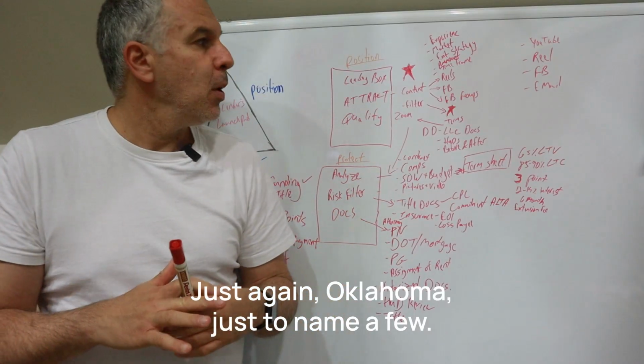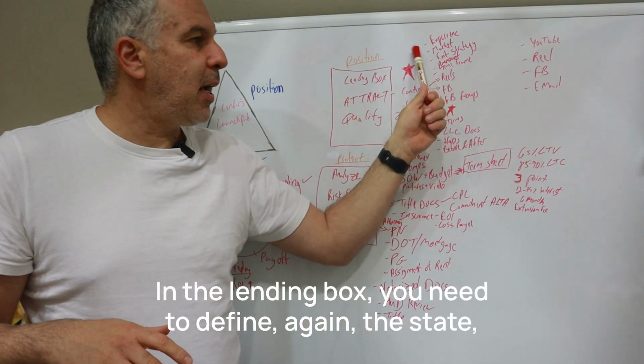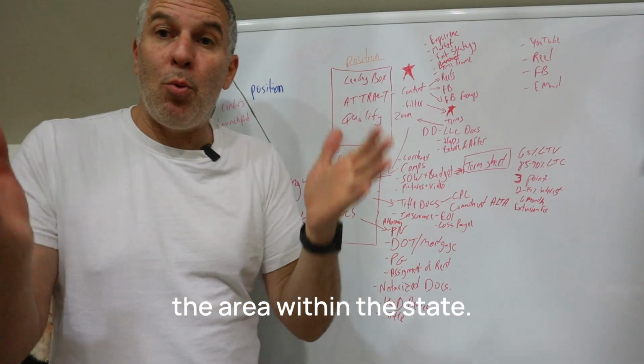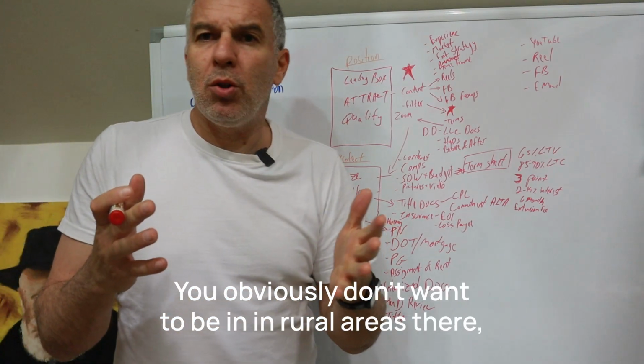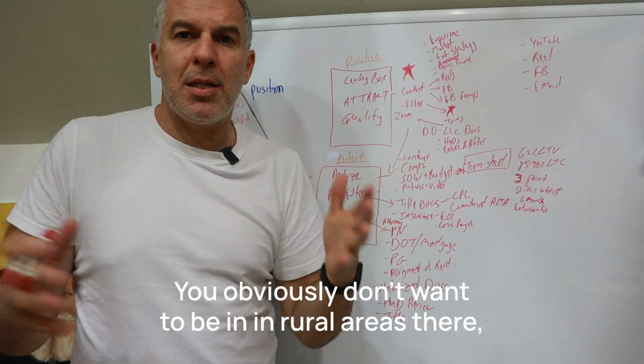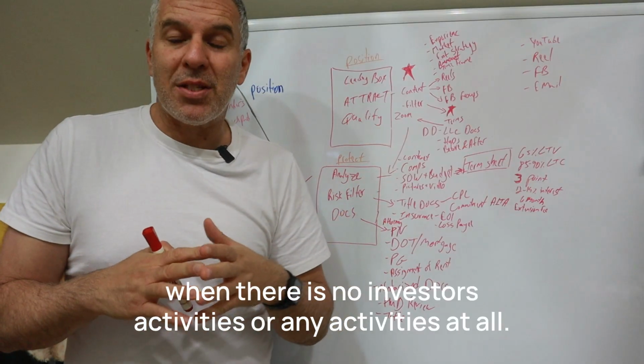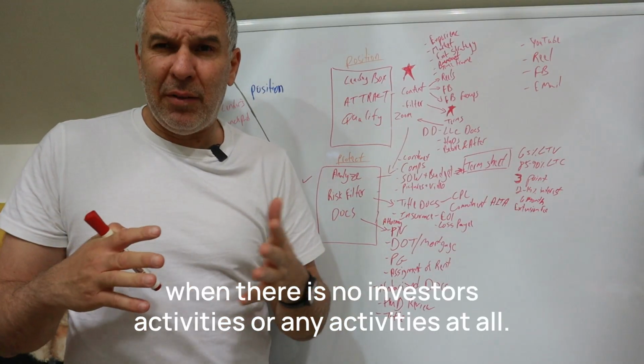I currently have 10 states: North Carolina, Tennessee, Mississippi, Alabama, Virginia, Texas, Missouri, Arkansas, and Oklahoma, just to name a few. In the lending box, you need to define again the state, and the area within the state. You obviously don't want to be in rural areas where there is no investor activity or any activity at all.